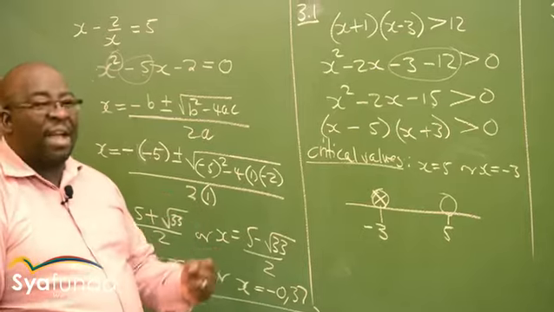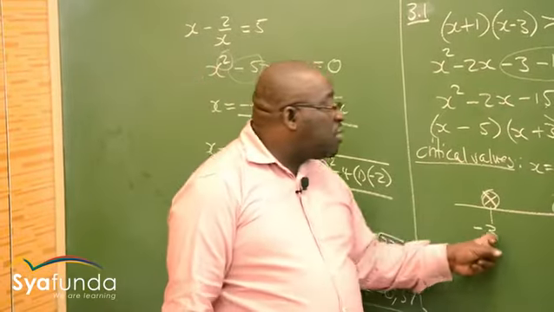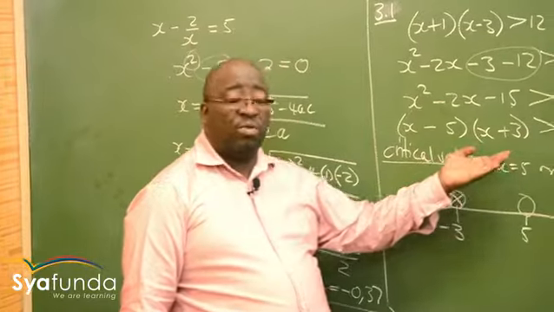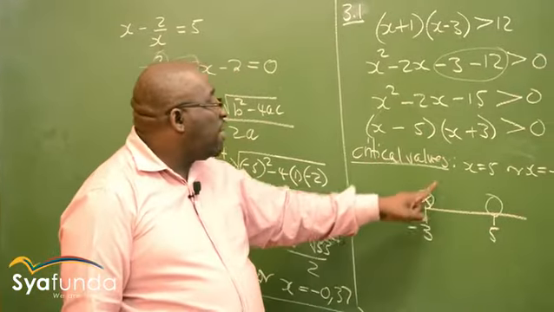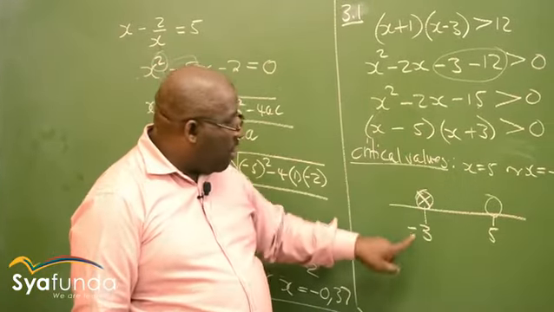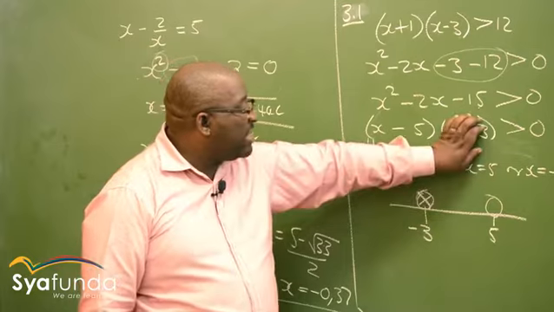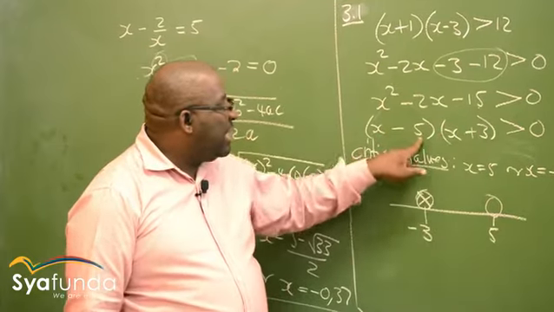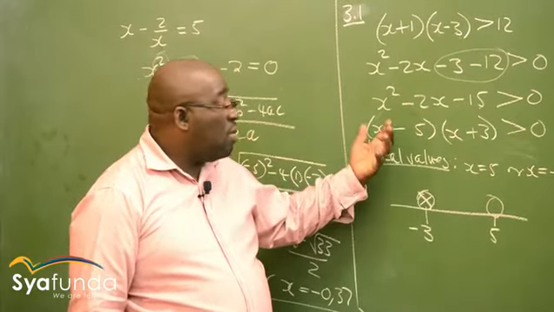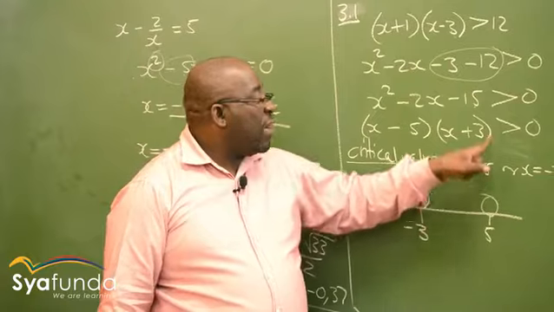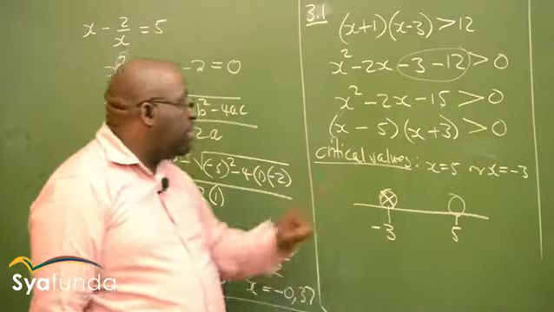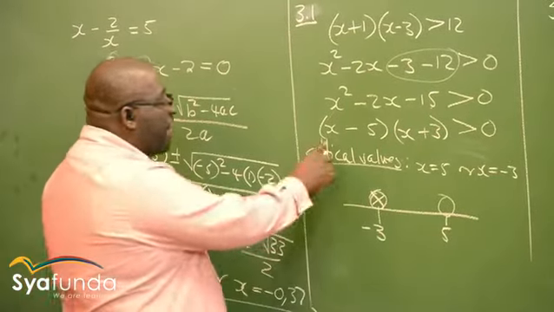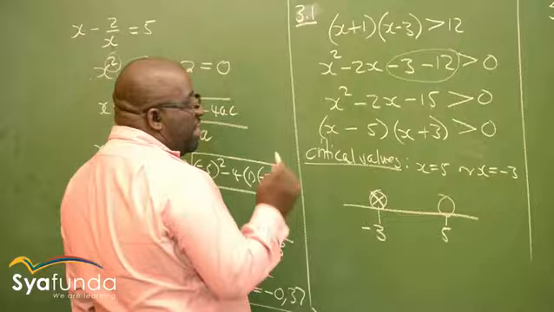Then I go and check 5. I'm starting with these two critical values to check if they are part of my solution. The first one is not, because if I push in minus 3 here, I will get 0 here, and this will be minus 8. 0 times minus 8 will be 0. Therefore, we don't want that one. We want something that is greater than 0. So this is not part of my solution. We check 5, the critical values first.